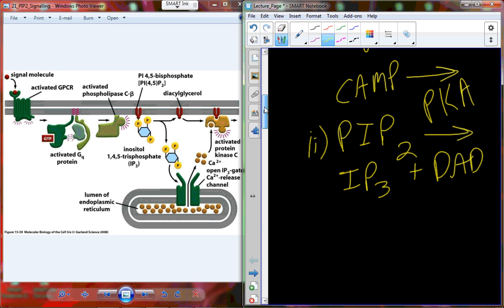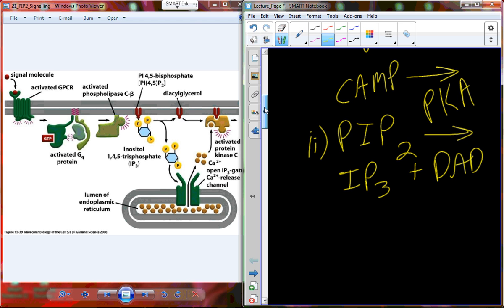This is where the pathway splits. We now have diacylglycerol, or DAG, that interacts with some molecule. In this case, it's protein kinase C. And we have inositol triphosphate that's going to interact with a calcium channel that we would find in the endoplasmic reticulum. The endoplasmic reticulum, just like the sarcoplasmic reticulum of muscle, is a calcium storage depot. Calcium rushes into the cell. Normally, it's very low in the cell. Calcium rushes into the cell.